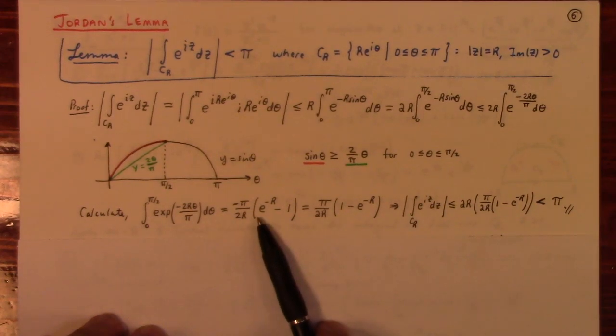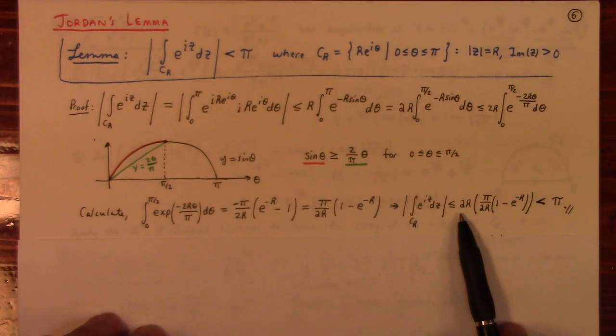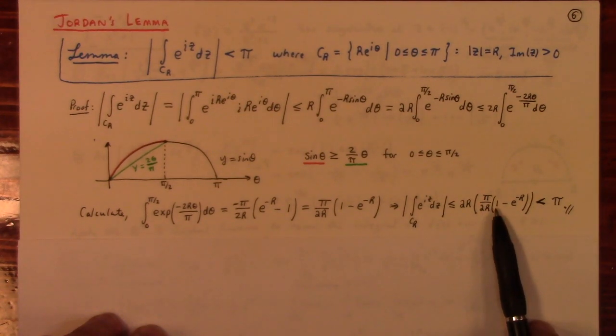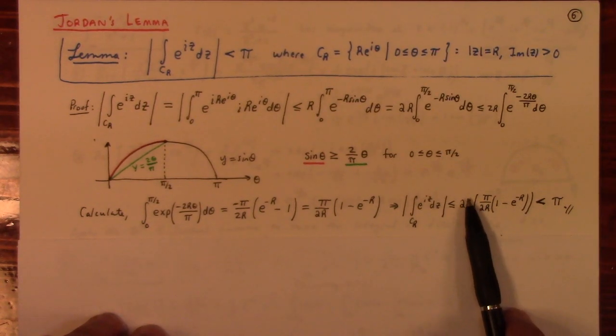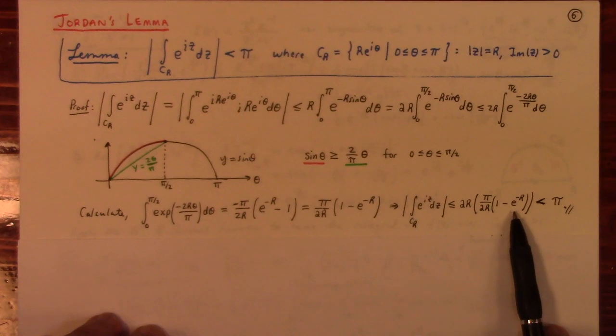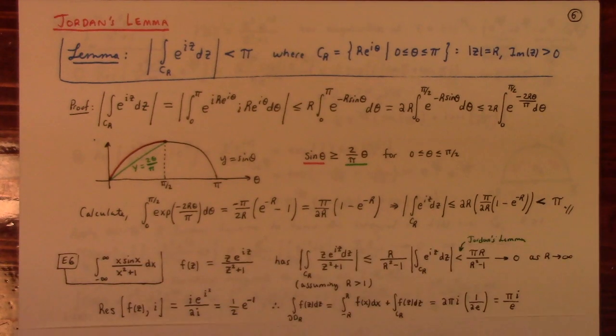Straight up do the integral, evaluate it, and therefore we get the integral of e to the i z dz over the half circle is less than or equal to 2r times pi over 2r times 1 minus e to the minus r, which gives us pi. This first term simplifies to pi minus something positive, so just replace it with pi. There you go, Jordan's lemma. Let's put it into practice. Here's an example.